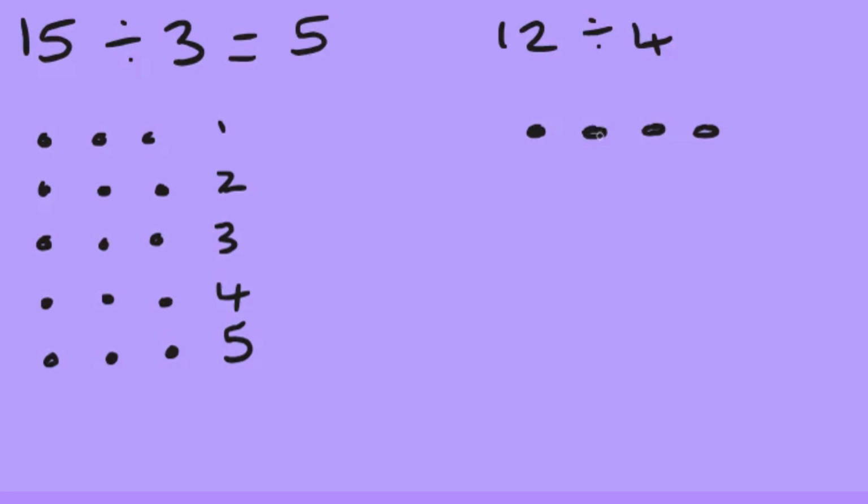So I've got 1, 2, 3, 4, 5, 6, 7, 8, 9, 10, 11, 12. To work out the answer, I need to see how many rows I've got. So I've got 1, 2, 3 rows of 4. 12 divided by 4 equals 3.